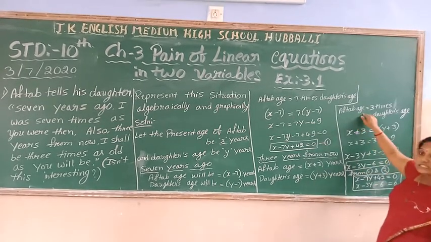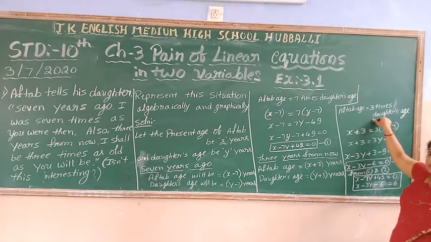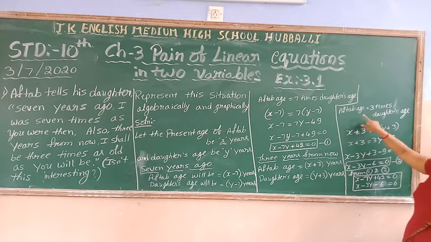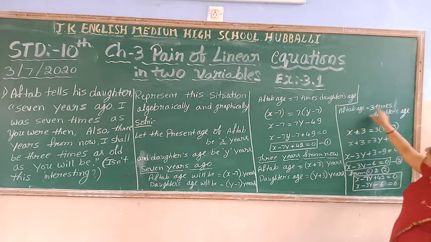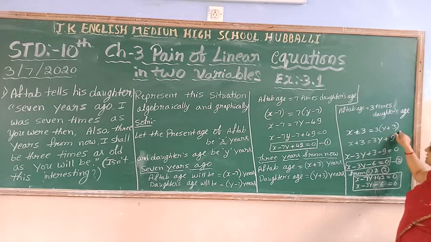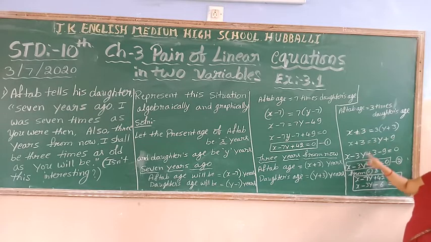Then, according to the statement, Aftab's age after 3 years is equal to 3 times the daughter's age. So X plus 3 is equal to 3 into Y plus 3. Simplify now: 3 into Y, 3Y, and 3 threes are 9. Bring 3Y to this side, so it becomes minus 3Y, and X plus 3 as it is. I write the first variable, next the Y variable term, next the constant. Taking the constant to this side, it becomes minus 6, equal to 0. After simplification you get the equation X minus 3Y minus 6 is equal to 0. You call this equation number 2.